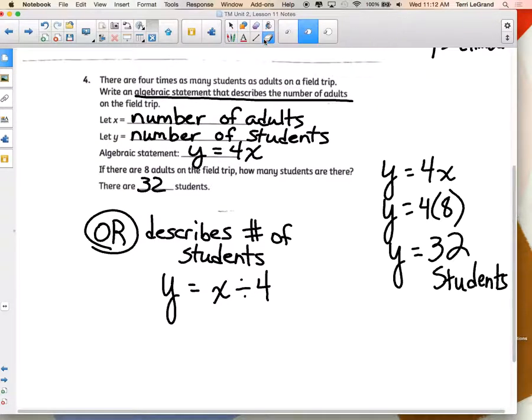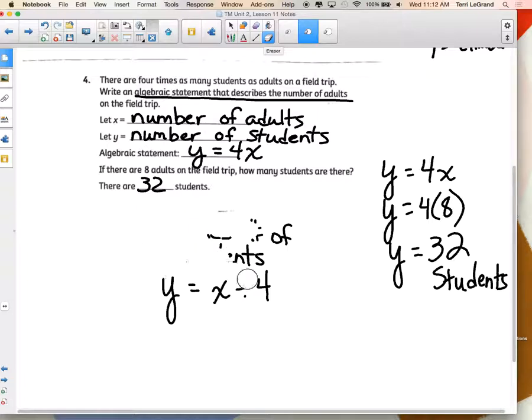This is going to change. You know what? Since we're running out of time, just erase all that. It's okay. We already had it describing the number of adults. Y equals, X is the number of adults. No, we didn't really. We had it as students. Okay, it's okay. We're just going to leave it. We're not going to worry about it.